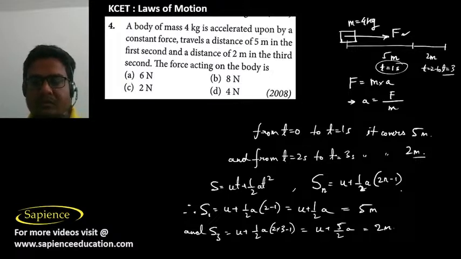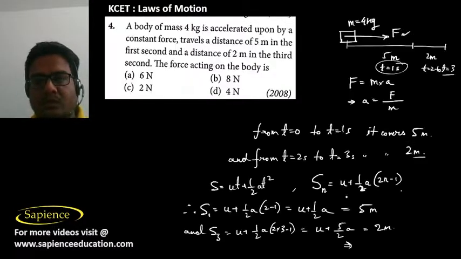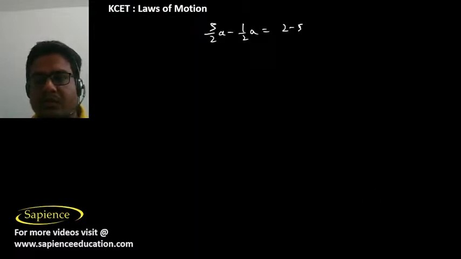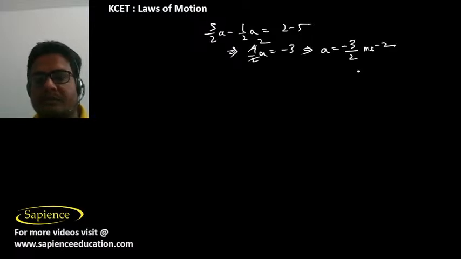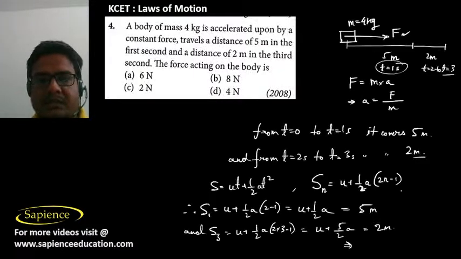So if we subtract them, u and u will get cancelled, so 5 by 2a minus 1 by 2a is equal to 2 minus 5. So this will be 4 by 2a, that is equal to minus 3. So a will be equal to minus 3 by 2 meter per second square. So this is the acceleration.